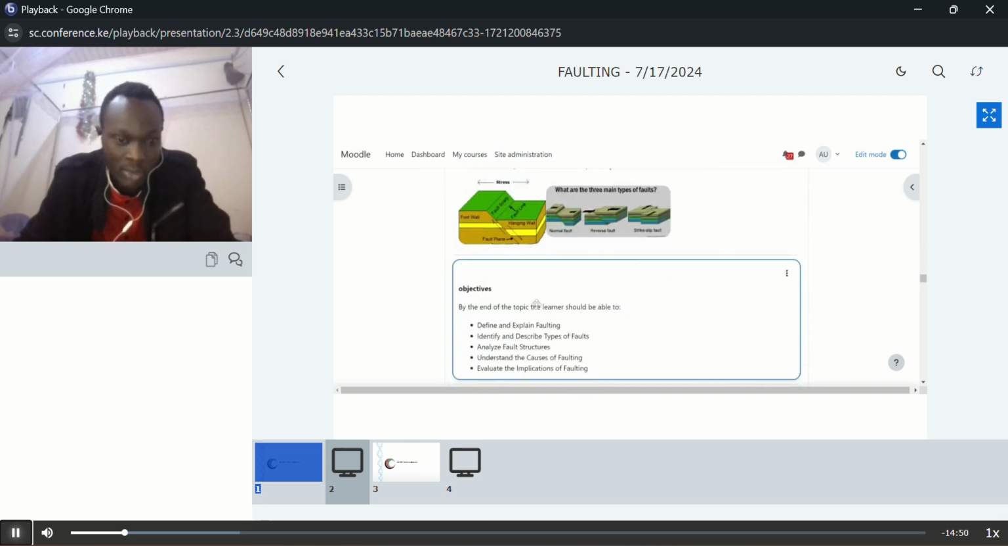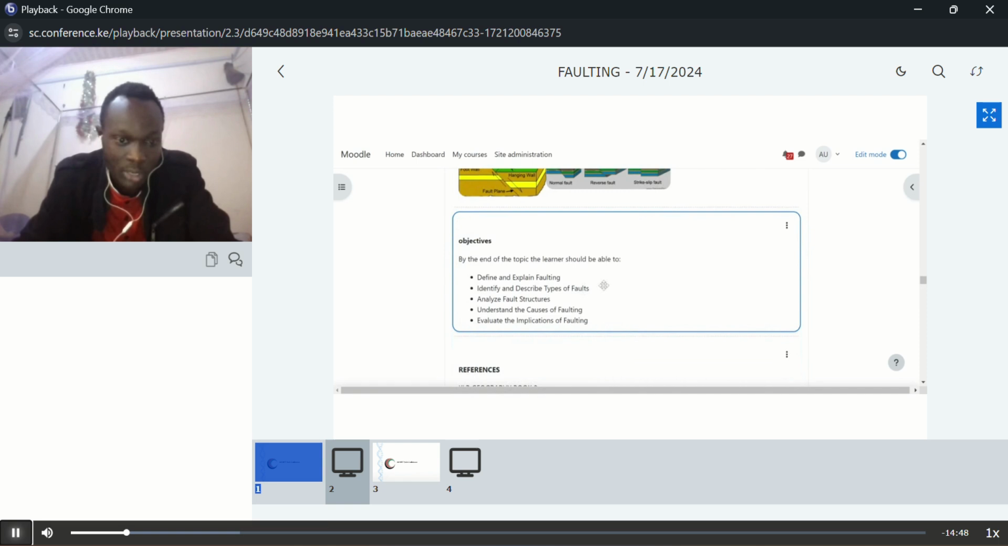We have the objectives. By the end of the topic, we should be able to define and explain faulting, identify and describe types of fault, analyze fault structures, understand the causes of faulting, and evaluate the implications of faulting.